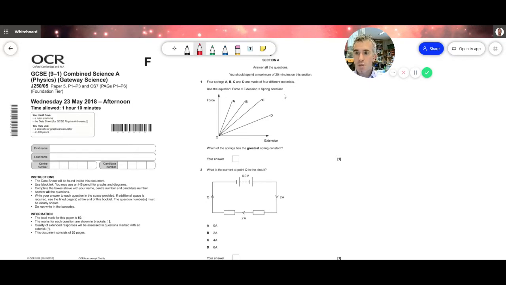Use the equation force equals extension times spring constant. If we arrange, that is F equals X times K. We want to know about the spring constant, so we go F over X equals K. Which force over extension gives you the greatest one? It's this one, the greatest gradient, because F over X is the gradient. So the answer here is A.